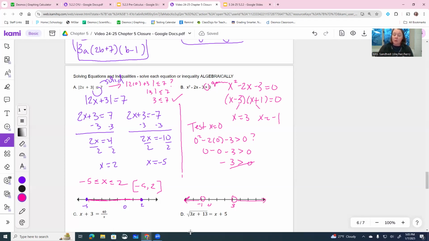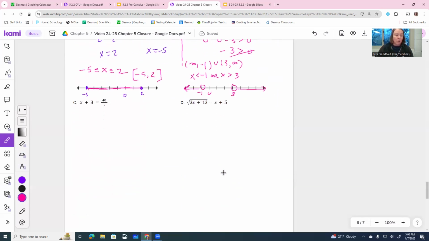And when I shade out, I also have to write the inequality. So I could write here x is less than -1, or for this one, x is greater than 3. That would be inequality. Or if I want to use the interval, my left endpoint here would be -infinity, comma -1, parentheses, because it's an open circle. And then here, parentheses, open circle, 3, comma infinity.